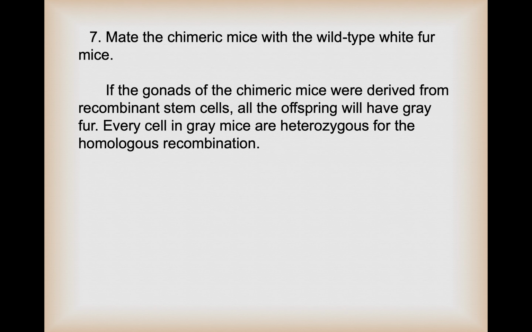Now the seventh step is basically to establish the transgenic line. You mate the chimeric mice with the wild type white fur mice. So remember, this is the basic breeding pedigree. So if the gonads of the chimeric mice were derived from recombinant stem cells, all the offspring will have gray fur, and every cell in the gray mice is heterozygous for the homologous recombination. So this is actually one of the limitations and something the researcher needs to remember later on.